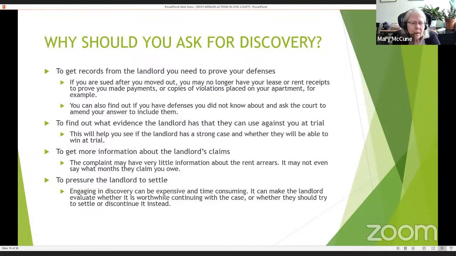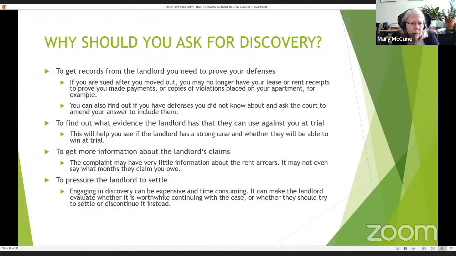Or maybe they have copies of notices from HPD or letters that HPD sent them about violations. If they said, nobody told me about the repairs, but if they have violations, they must have known about them, that kind of thing. And certainly they should have a copy of your lease. You can also maybe find out you have defenses that you didn't know about before. And maybe they might be good defenses.